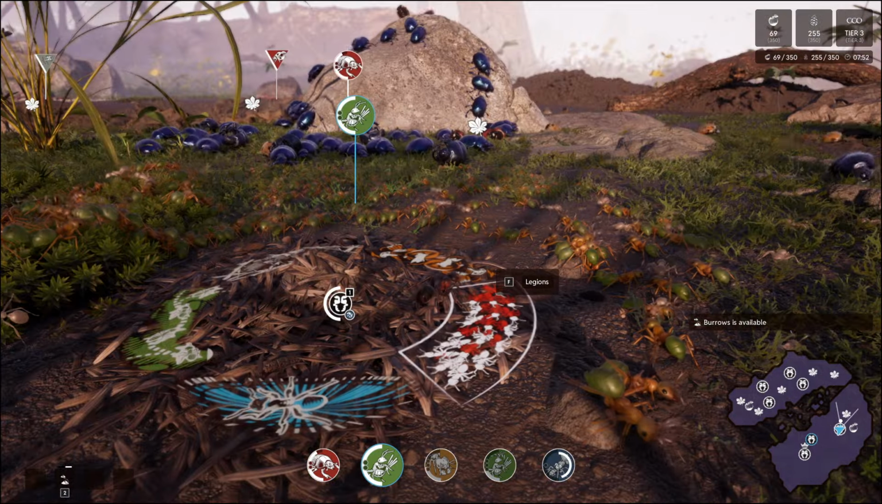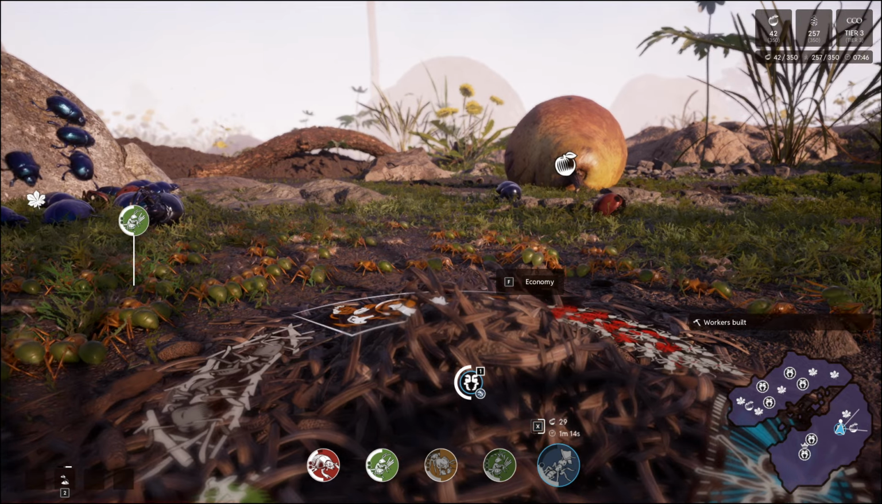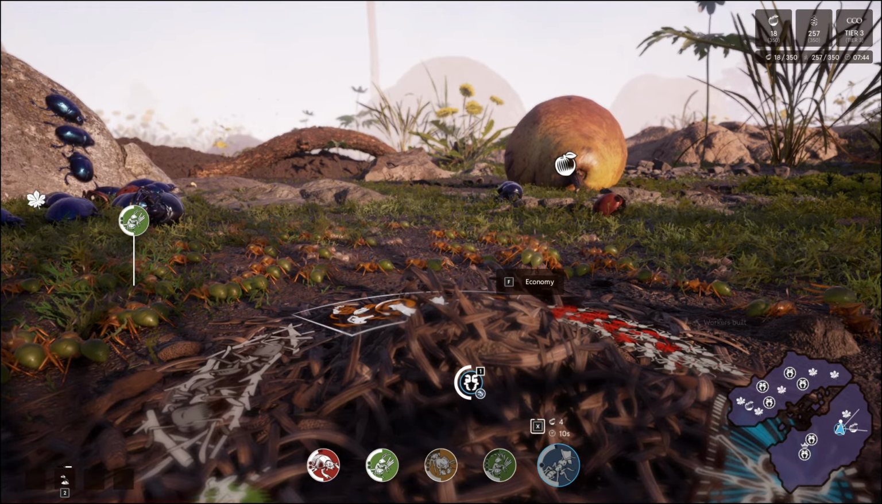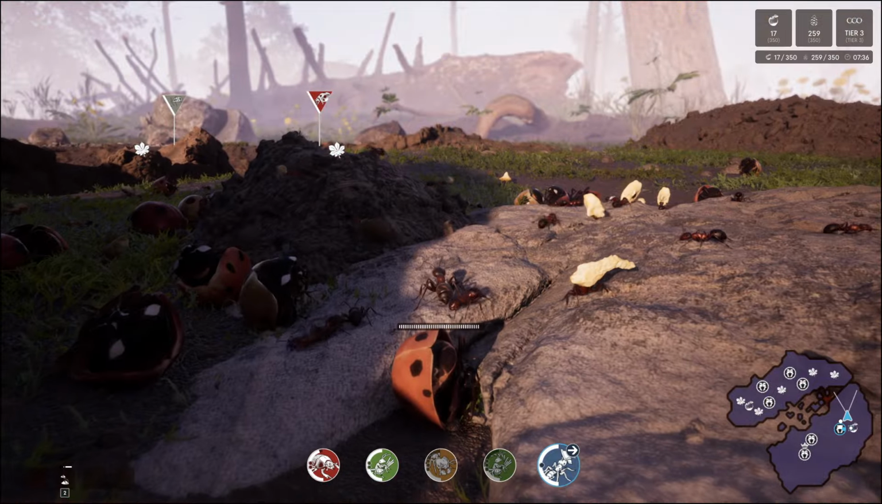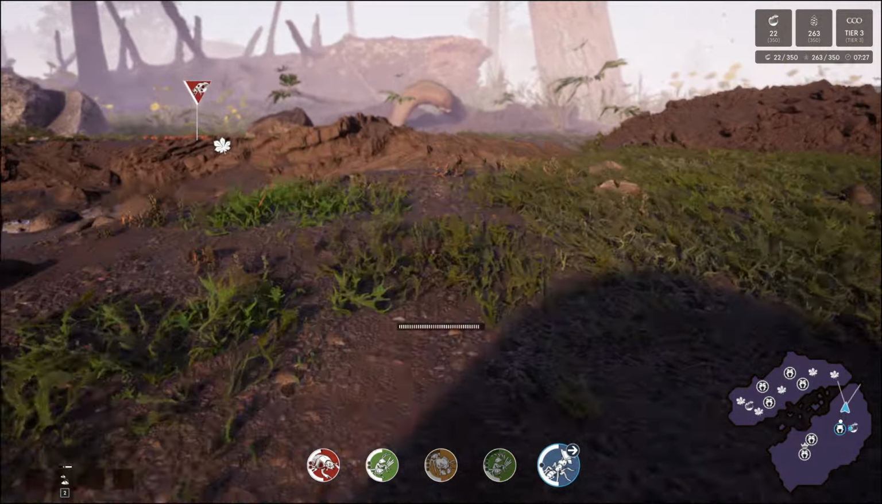I think level 1, tier 1 workers will do well. We're just going to send them to constantly harvest food over here. There we go. And you guys take the food to the closest nest. Thank you. And now we can head on over to that side.